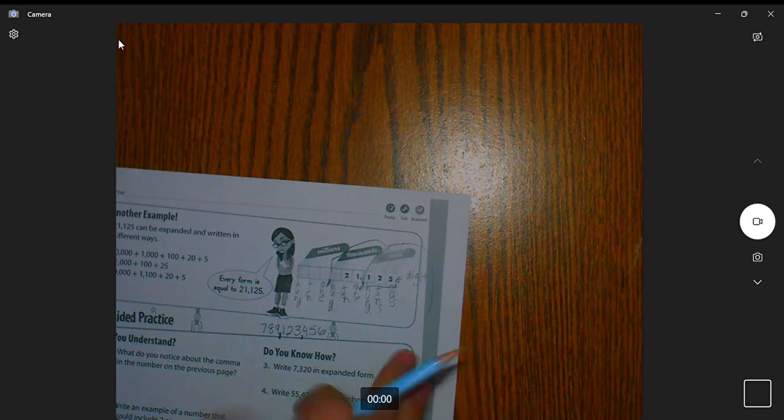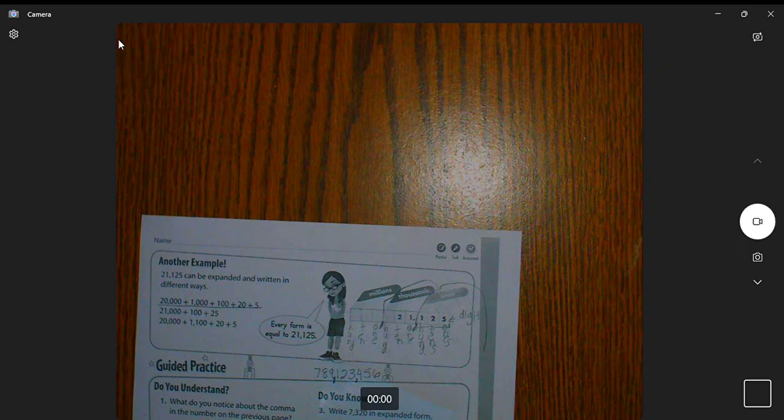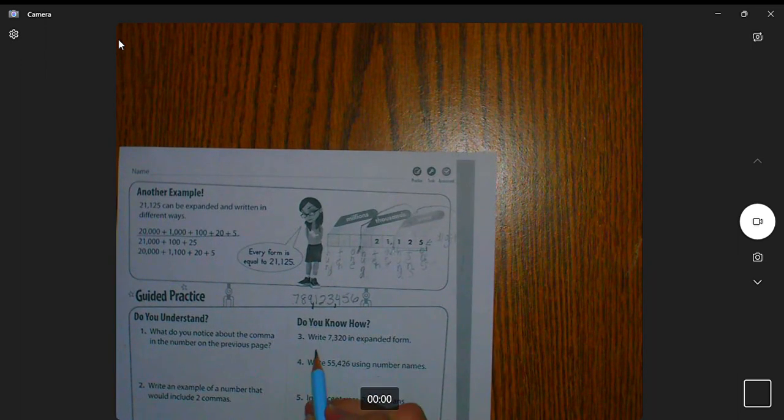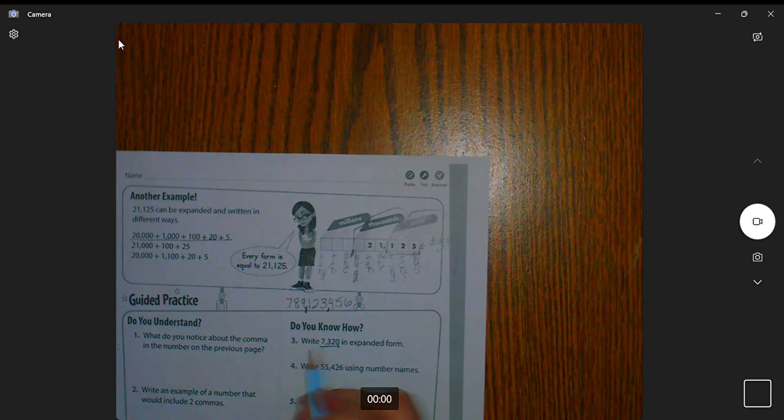Now, another way I can show place value of a number, besides saying the value of each digit, is by stretching it out into expanded form. An expanded form means I am breaking it down into place value and adding them all up. Let's look at number 3. Number 3 says write 7,320 in expanded form. When I count place value, I count from the right to the left. So ones, tens, hundreds, thousands.